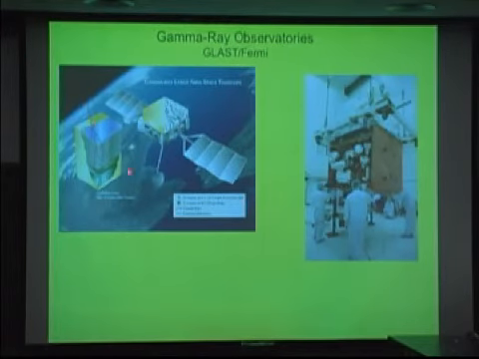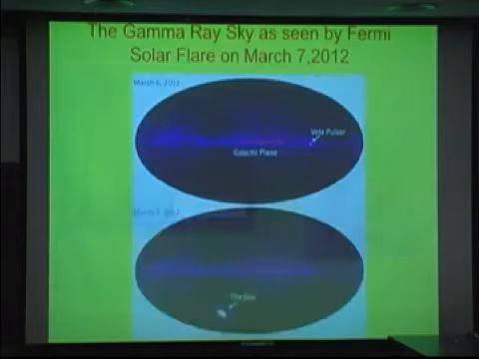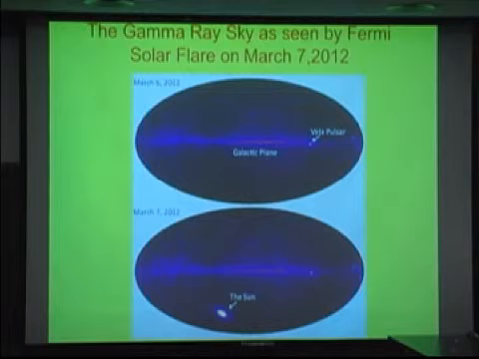It's basically a particle physics experiment in a box at altitude. And some interesting results, most recently on March 7, 2012. Something interesting happened to the nearest astrophysical object of consequence. There was a solar flare. On March 6th, this is what the Fermi view of the gamma ray universe looked like. On March 7th, the brightest object was the sun. So the sun also can sometimes be a source of gamma rays.